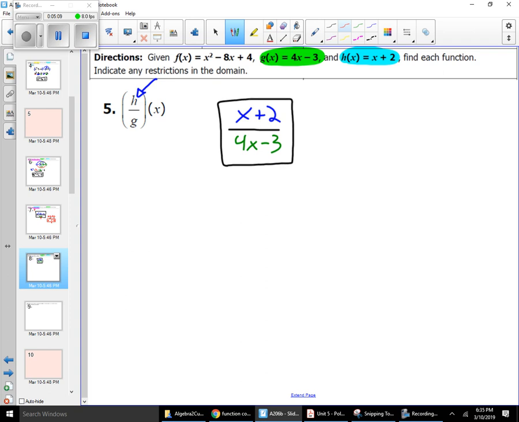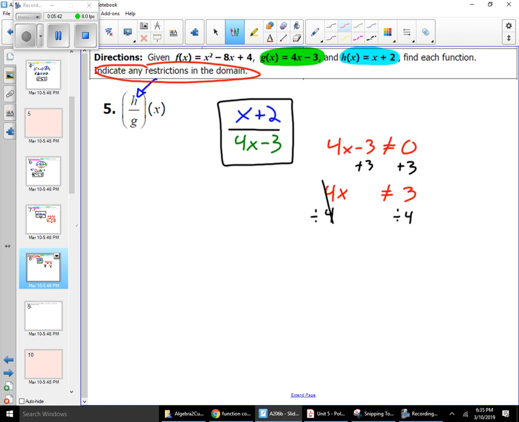But again, we divided. So we have to list those restrictions because 4x minus 3, that denominator, is not allowed to be 0. This one is slightly more challenging because it's a two-step equation in order to find out what x is not allowed to be. So we can add 3 to both sides of that inequality, which tells us that 4x is not allowed to be 3. But we don't really care about what 4x isn't allowed to be. We want to know what x isn't allowed to be. So we can divide both sides by 4, which leaves us with x is not equal to 3/4.